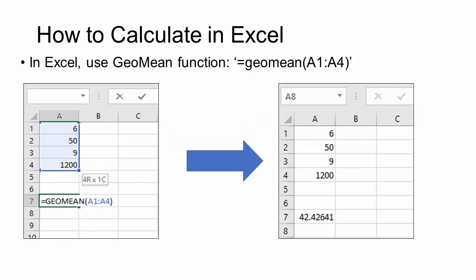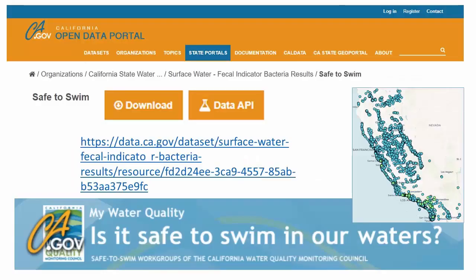If you would like additional data for practicing your geomean calculations, please visit the California Open Data portal. I hope that you enjoyed this lesson, which is brought to you by the California Water Quality Monitoring Council's Safe to Swim network.